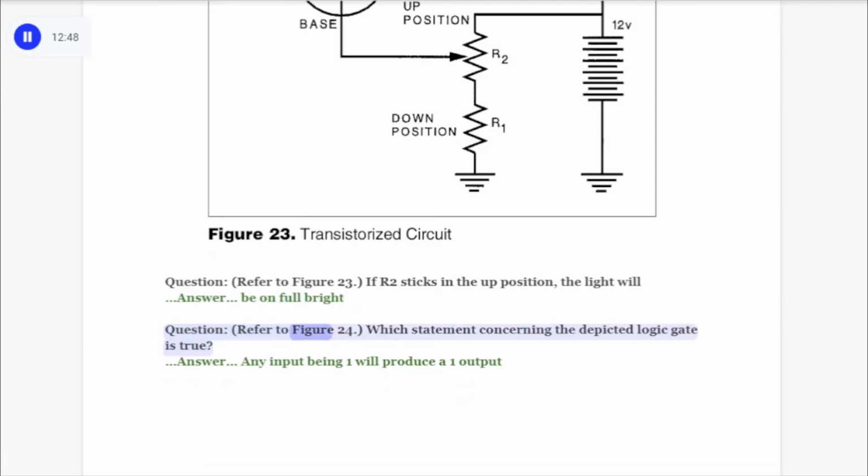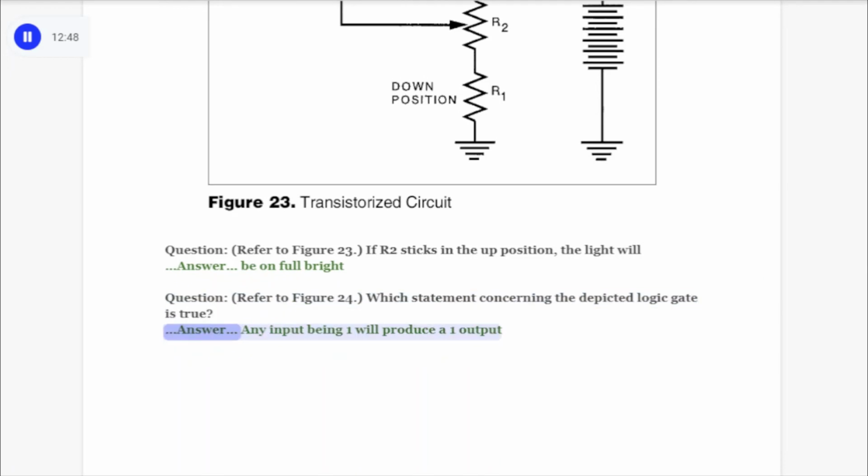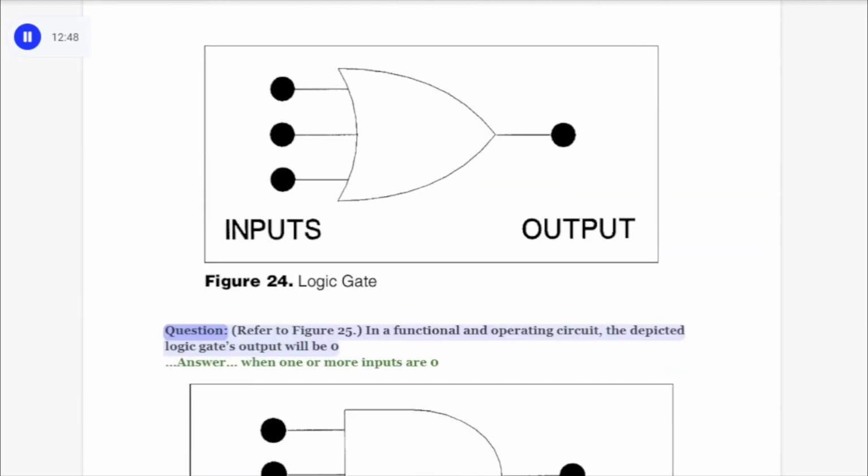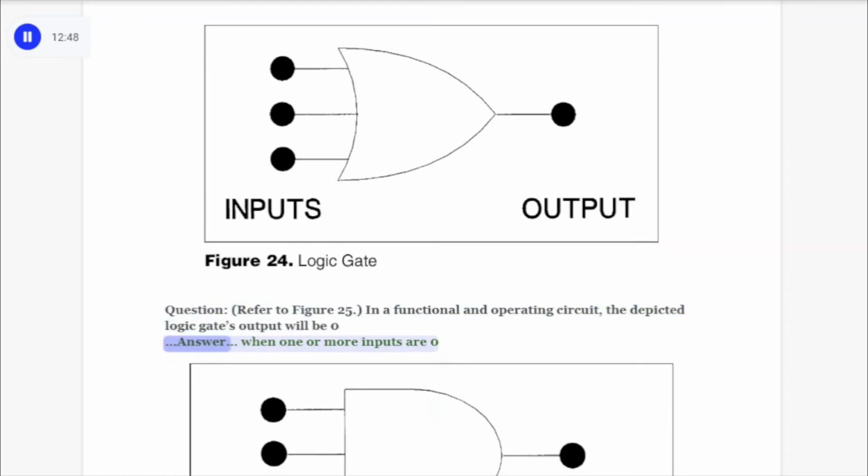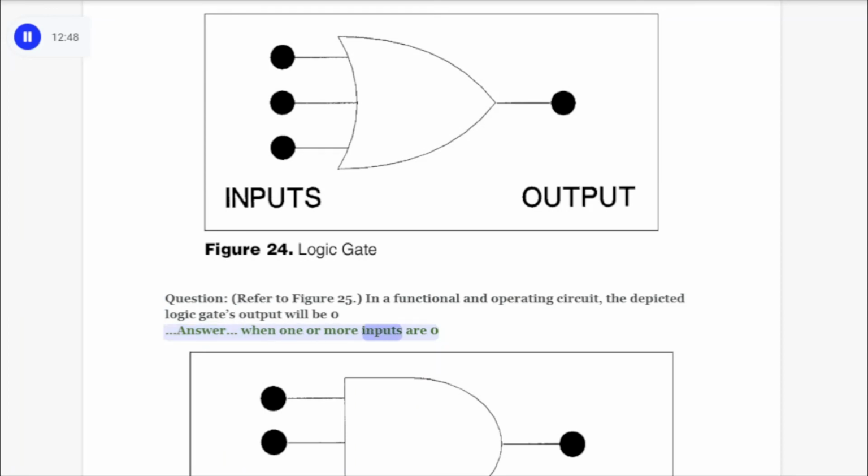Question. Refer to Figure 24. Which statement concerning the depicted logic gate is true? Answer. Any input being 1 will produce a 1 output. Question. Refer to Figure 25. In a functional and operating circuit, the depicted logic gate's output will be 0. Answer. When 1 or more inputs are 0.